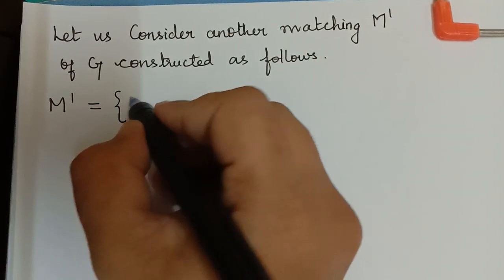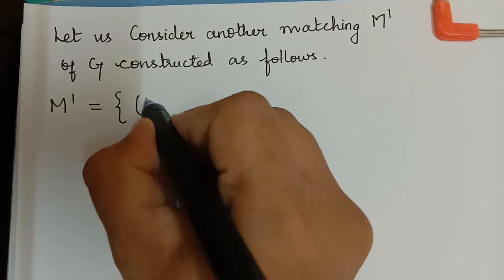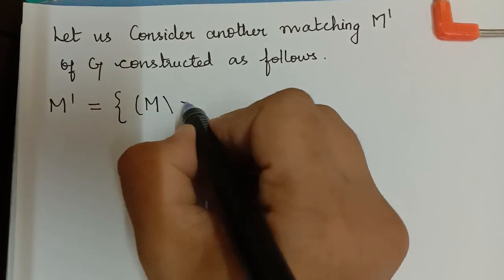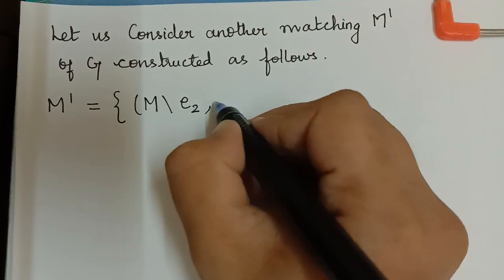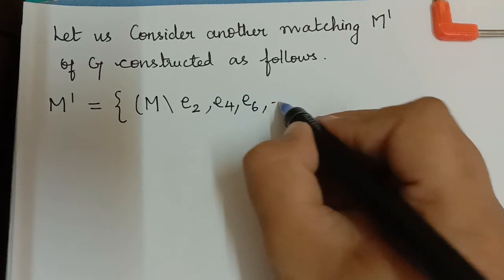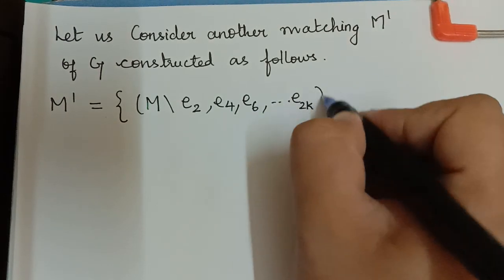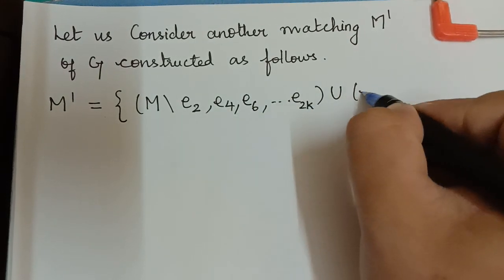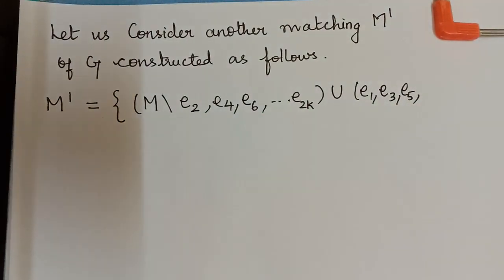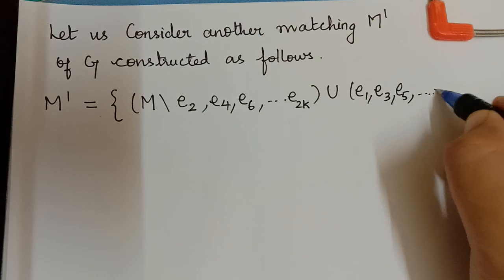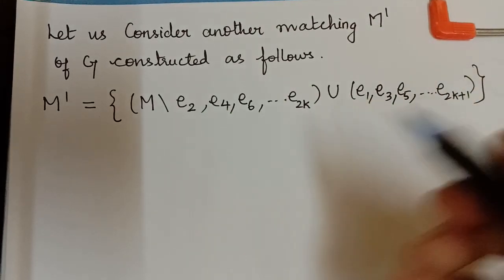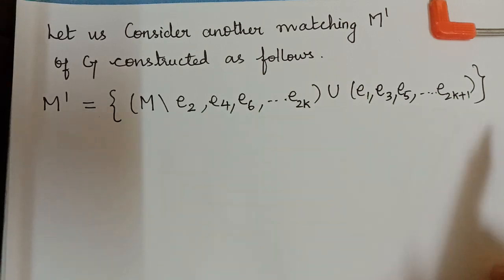So, M dash is equal to the union of those edges, that is M restricted to E2, E4, E6, etc. up to E2k, union with E1, E3, E5. So this goes up to E2k plus 1. So we are constructing another matching M dash in this manner.